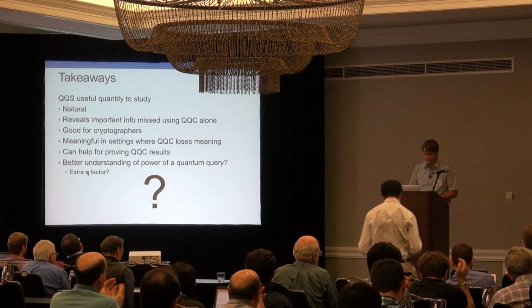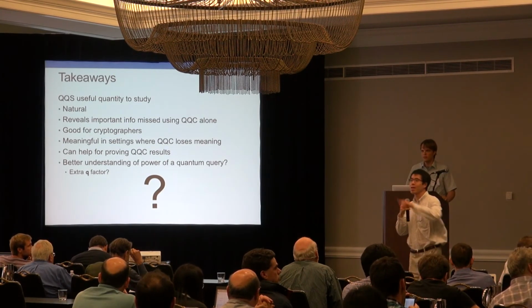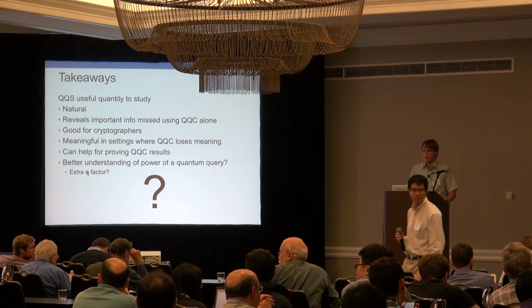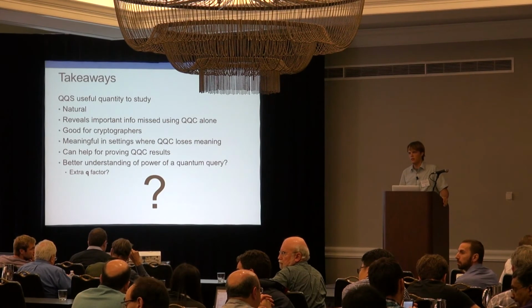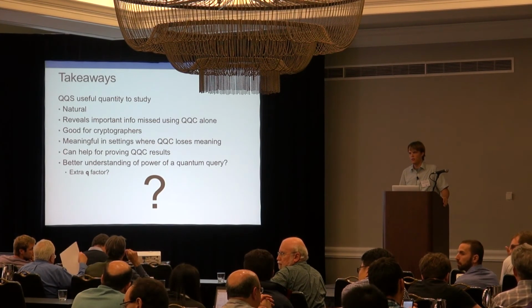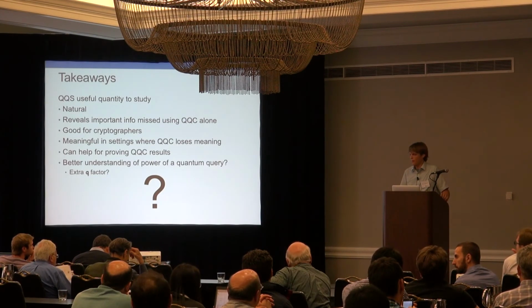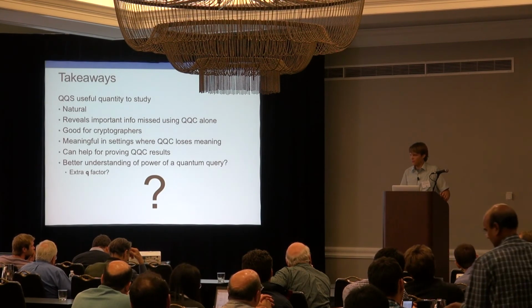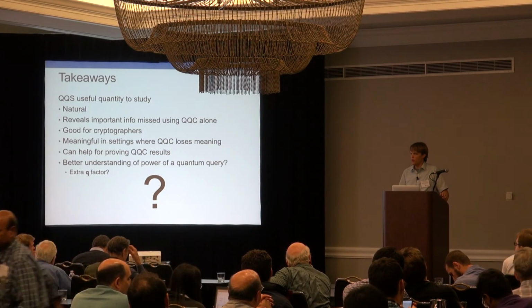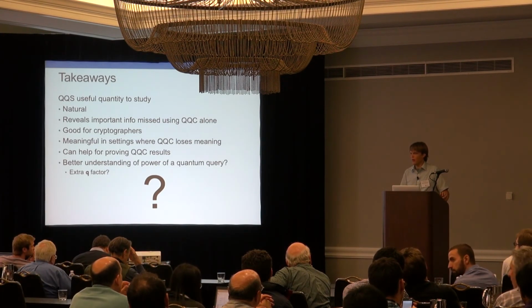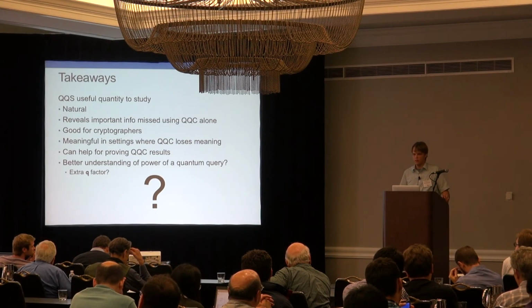Any questions? In the examples that you gave, the scaling of the quantum query solvability with n was always inverse, like 1 over n. Do you know of any examples where it's not? Off the top of my head, no. But I think there are. I just can't think of any off the top of my head. Thanks.